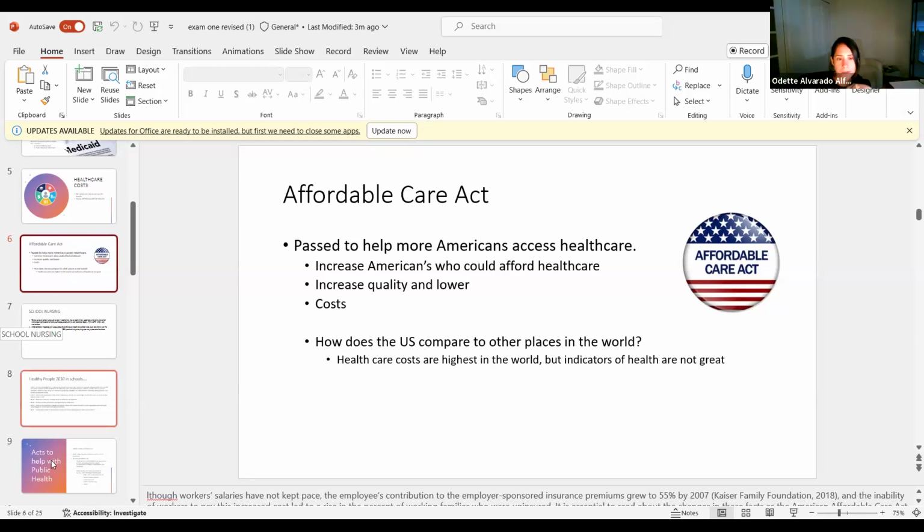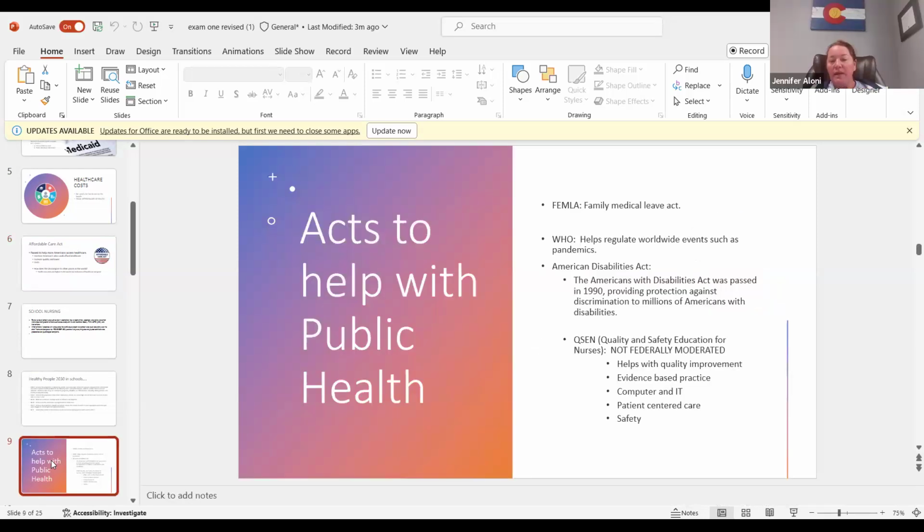Some acts that help with public health care we want to think about is our Family Medical Leave Act, right? We have the World Health Organization, who's going to help regulate events such as pandemics. We have the American Disabilities Act, so those people that are disabled are able to get jobs, and you can have protection for them. And then we have QSEN, our Quality and Safety Education for Nurses. This is not a federally moderated organization, but what does it do? It's quality and safety for nurses. So what do you think it focuses on?